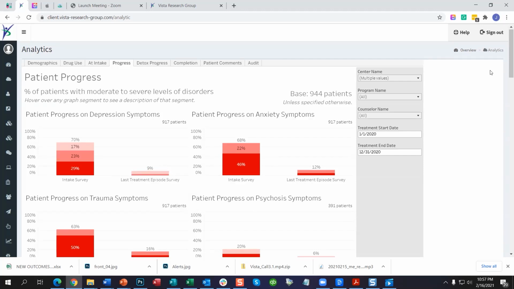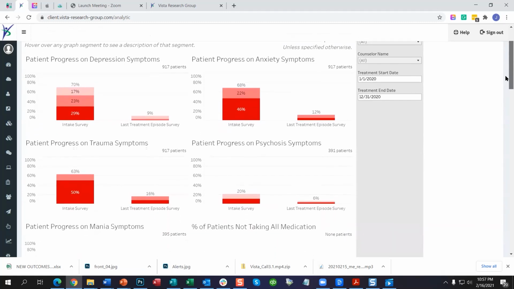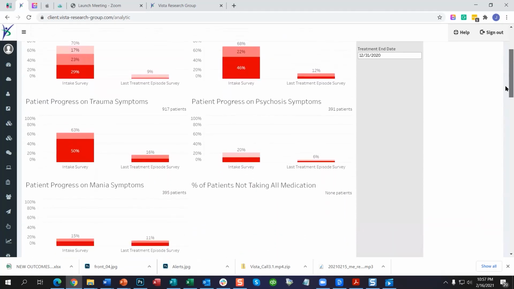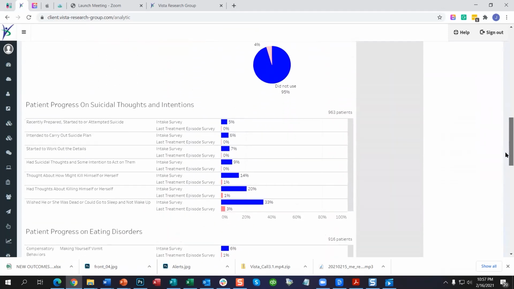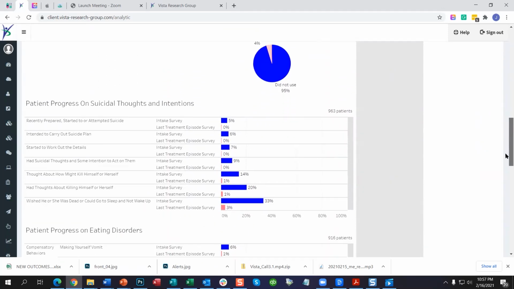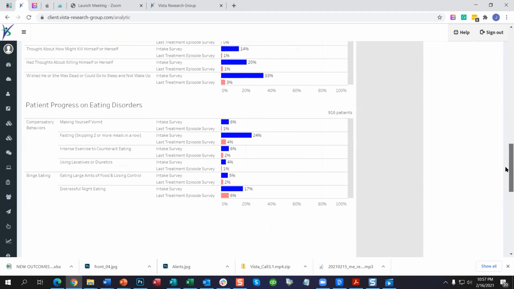You can see this information for all of the different types of mental disorders that you're monitoring patients for. You can see the improvement during treatment in suicidality and also in eating disorders.